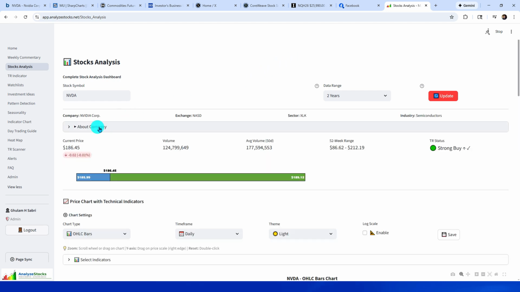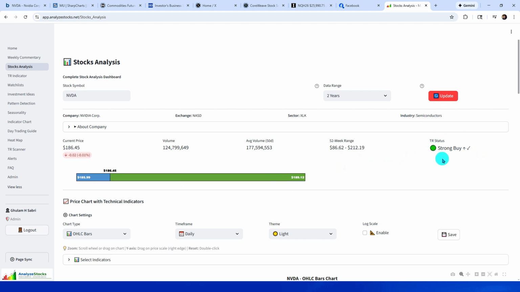As you can see, it's pulled up the information. NVIDIA is traded on the New York Nasdaq Stock Exchange. Its sector is technology. Its industry is semiconductors. Last traded price was 186.45 with this volume. 50-day average volume is this. This bar gives you a daily price range in which NVIDIA operated today, and the 52-week range.